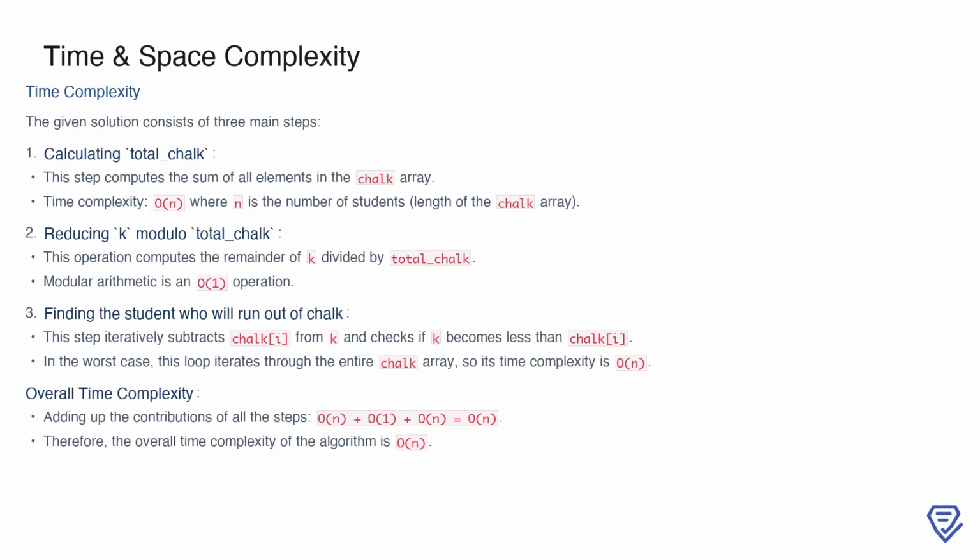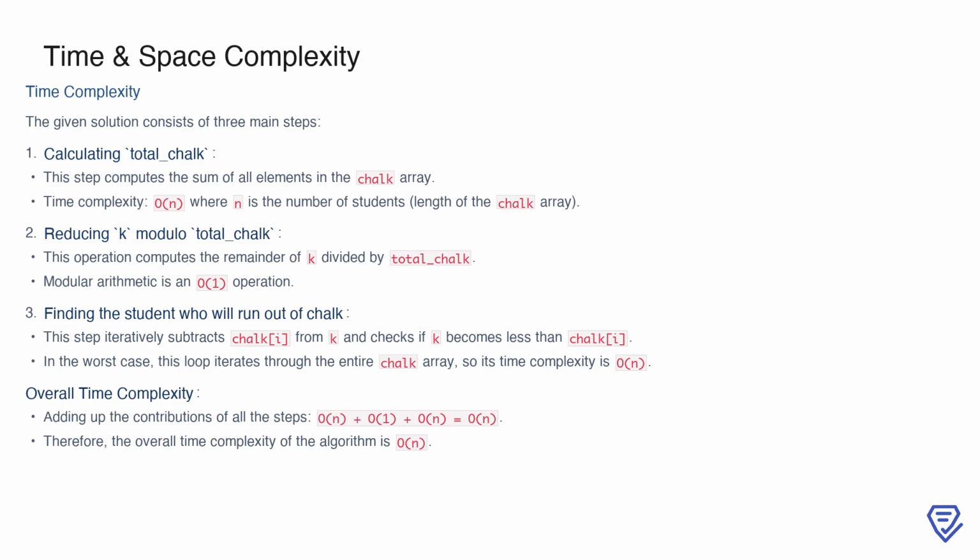To analyze the time complexity of this solution, we break it down into 3 main steps. First, we calculate the total sum of the chalk array, which we call total_chalk. This involves iterating through the array once, making this step O(n), where n is the number of students. Next, we reduce k by taking it modulo total_chalk.